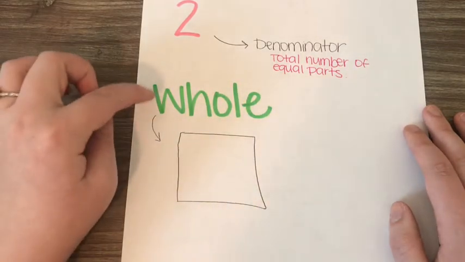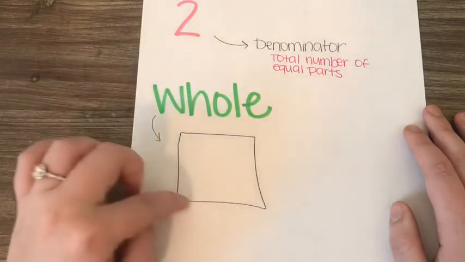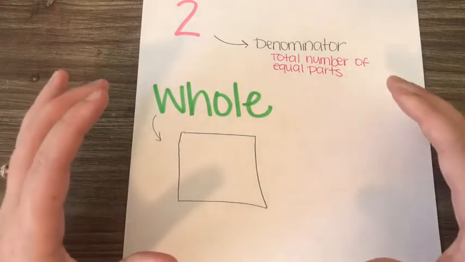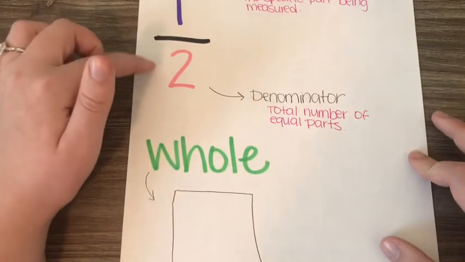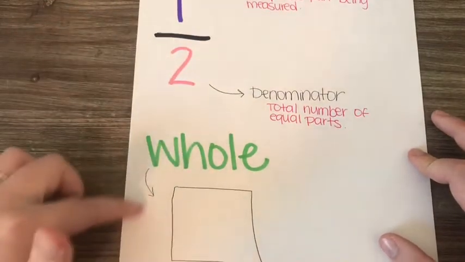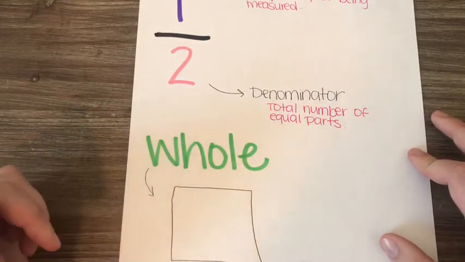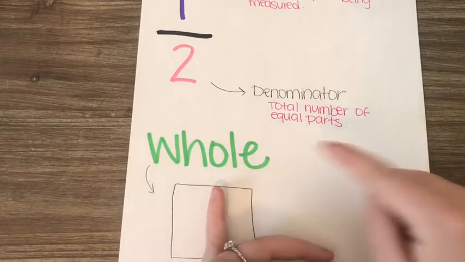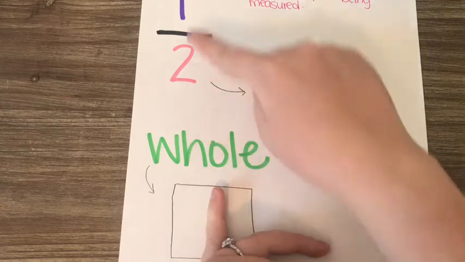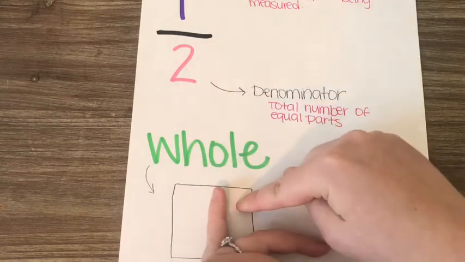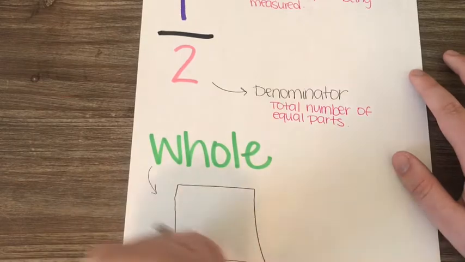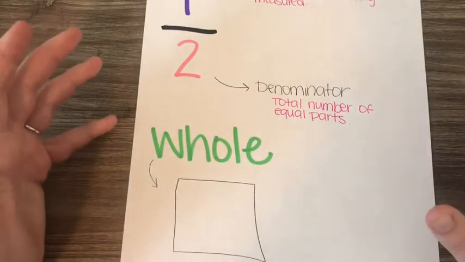So let's say this is our whole. It's just a box, but it's our whole figure. We're looking at something in its entirety. When we have a fraction of something, we're not looking at that whole piece. We're looking at just a part of it. So if we were to split this down the middle and only look at this part, we're looking at one part out of two.